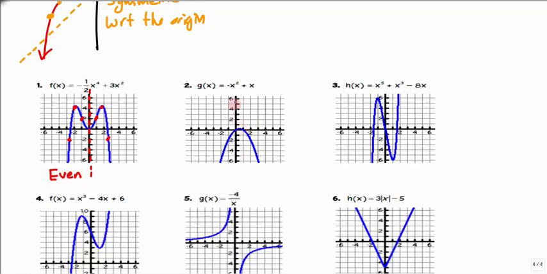Now here, this would be symmetric with respect to the y-axis if it was moved over one unit. But as you can see right now, this doesn't split it exactly down the middle. So this is not symmetric with respect to the y-axis. It's not symmetric with respect to the origin at all. It doesn't flip on either side. So this one we would say is neither even nor odd.